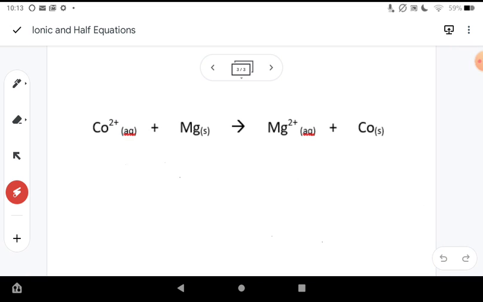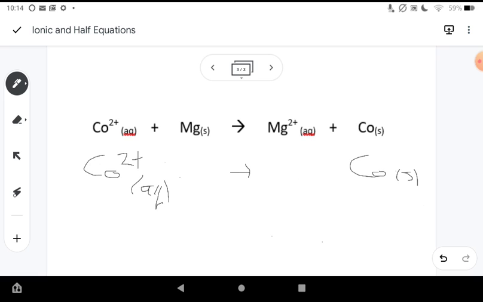But let's turn this into a half equation. So this is what I've got. Now, a half equation is where you remove all but one of the elements and you replace the others that you have removed with electrons, essentially. So, for example, here, I'm going to start with cobalt. So cobalt 2 plus, and then the arrow, and then cobalt as a solid, right?